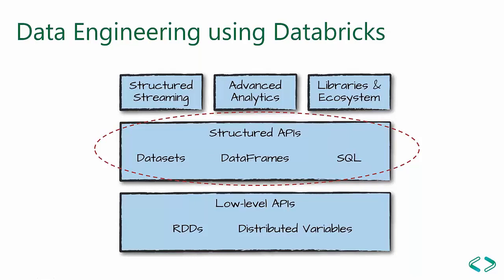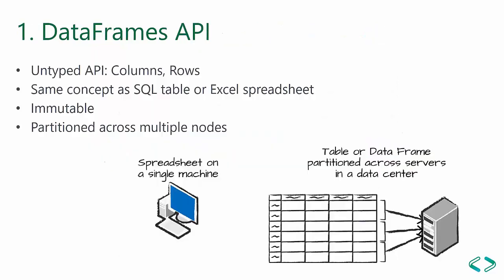If you start from the bottom, you have the low-level API where you can do RDD, or resilient distributed dataset, manipulation, and distributed variables. They have also provided the structured API, which manipulates datasets, DataFrames and SQL. On top of that, we have structured streaming, advanced analytics, libraries, and ecosystem. These are the components of Spark. In today's session, I'm going to briefly cover the structured API, because that is what comes into play when it comes to data engineering. Let's start with DataFrame.